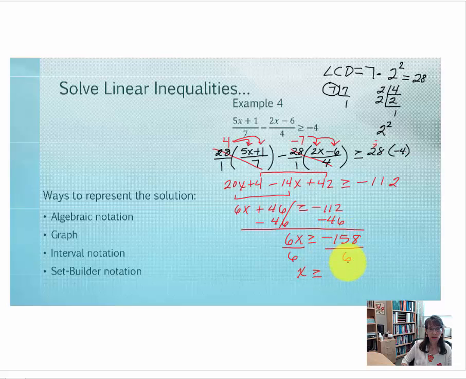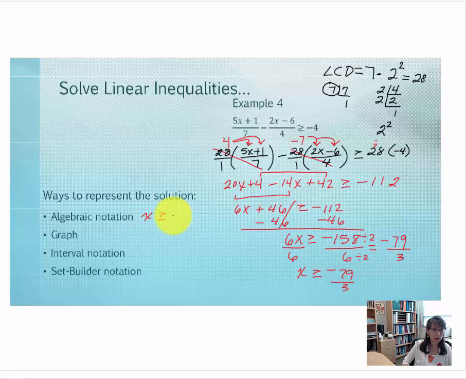So we have a negative divided by a positive, so we will have a negative answer here. Now I notice that both 158 and 6 are even numbers, so they are both divisible by 2. So with the reducing, if I divide each by 2, I'll have, what, 78? No, 79. So that's as far as I'm going to be able to reduce that, leaving it as a fraction. And you could convert it to a decimal if you want to. So this is the algebraic notation.